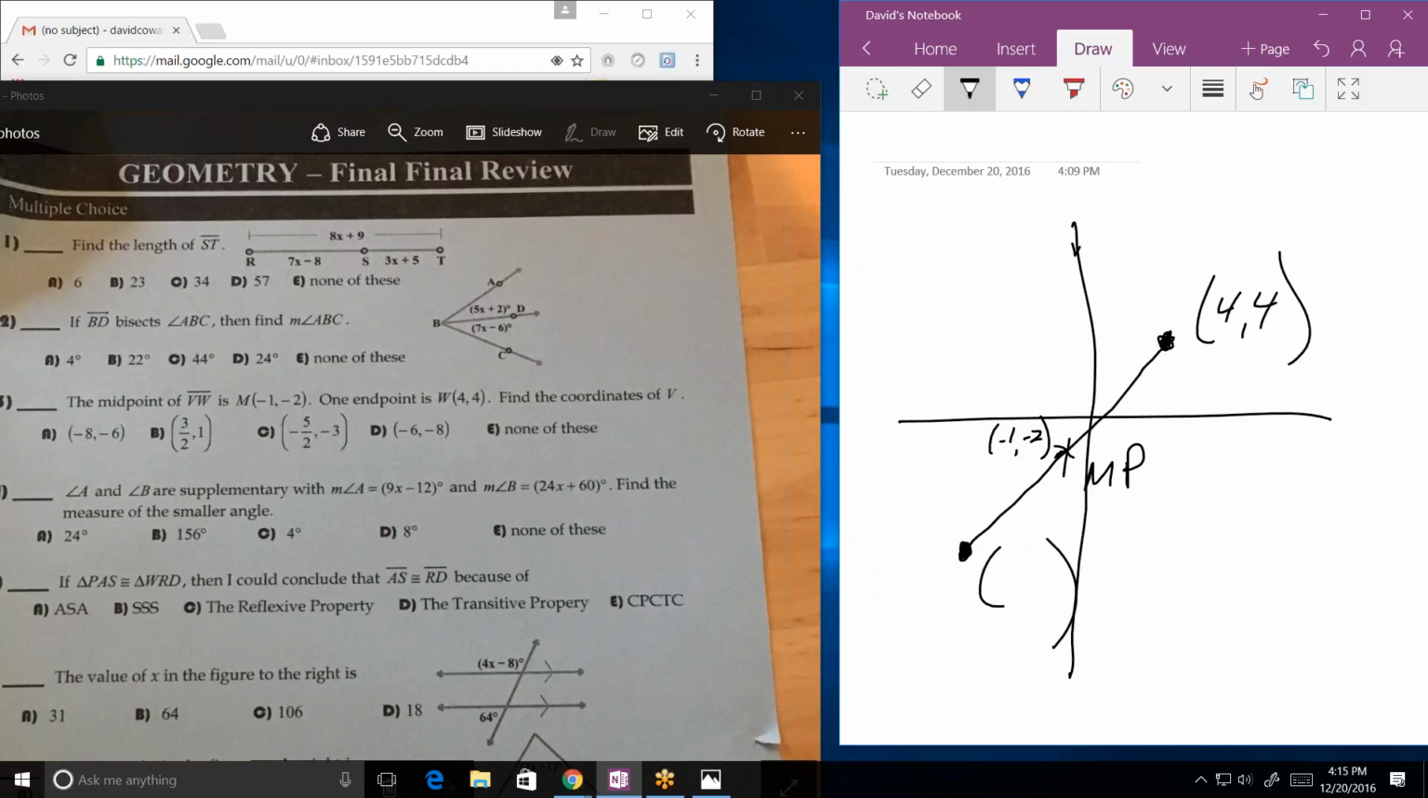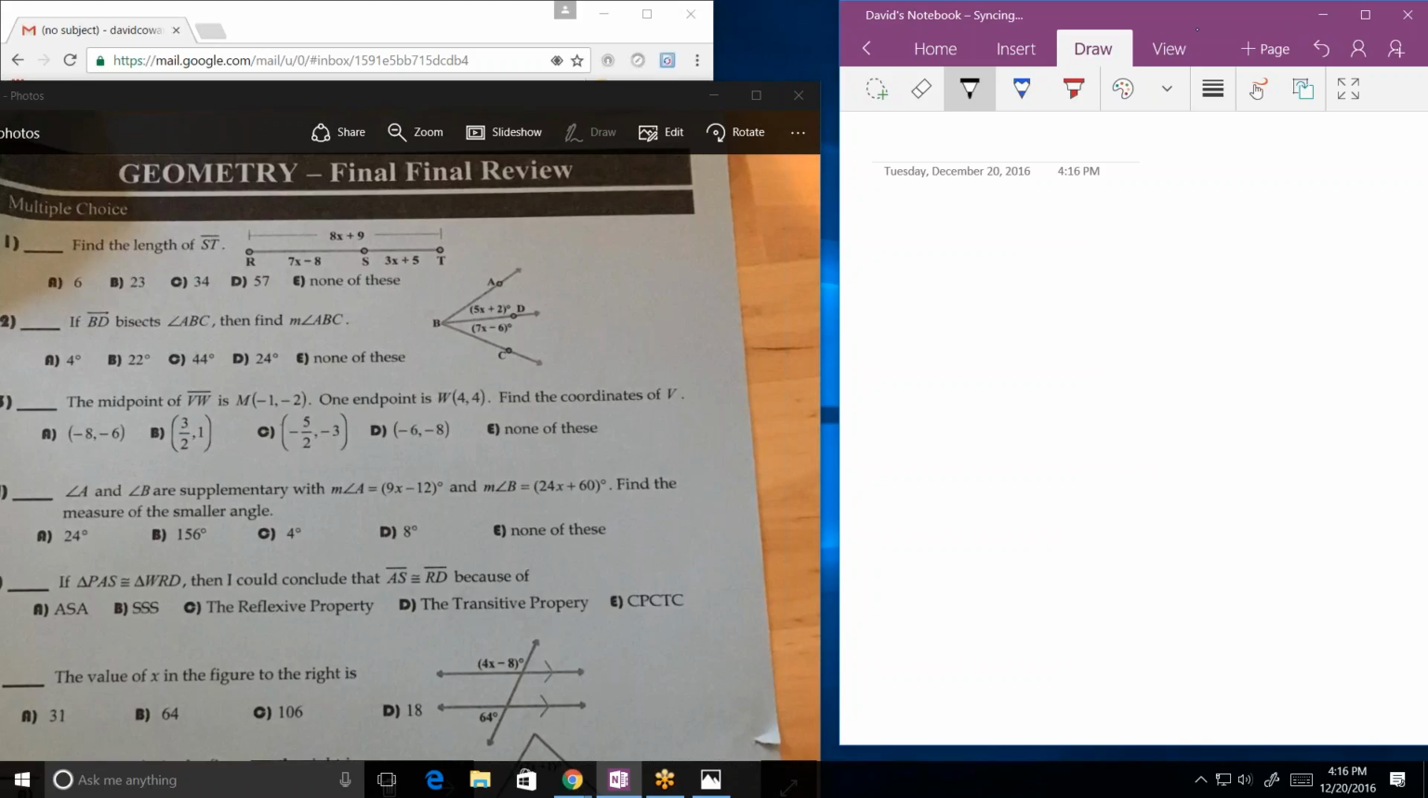So you just find the difference. How far away is -1 from 4? 5. So the x-coordinate for v would be -6. Yeah, in other words, I have to go 5 units in the same direction, which is negative. The y-coordinates are 6 apart, so the y-coordinate for v would be -8. Okay, you understand that perfectly. So the answer is D.